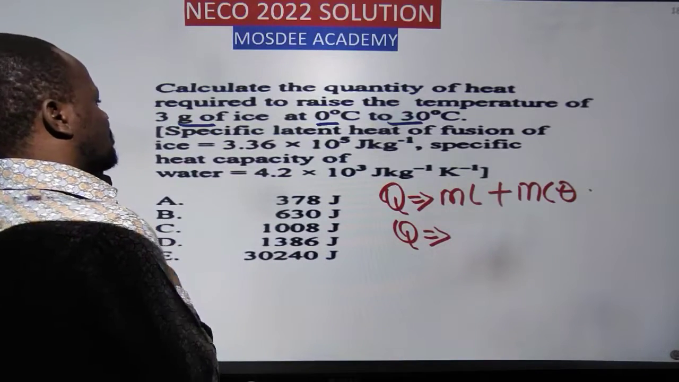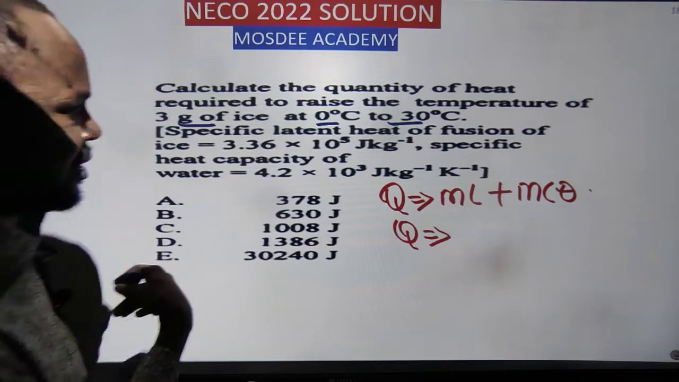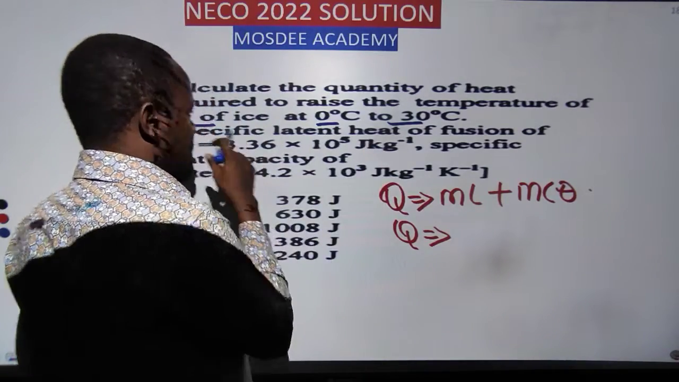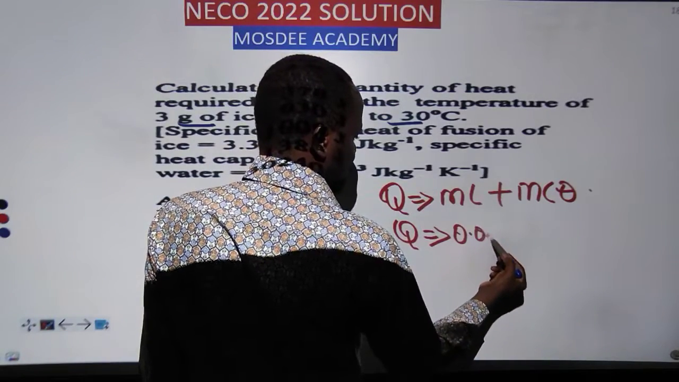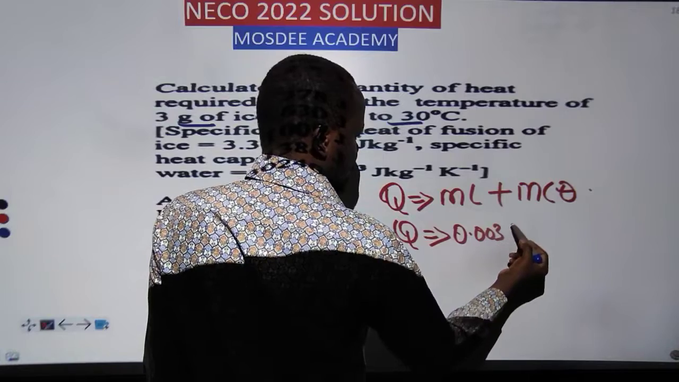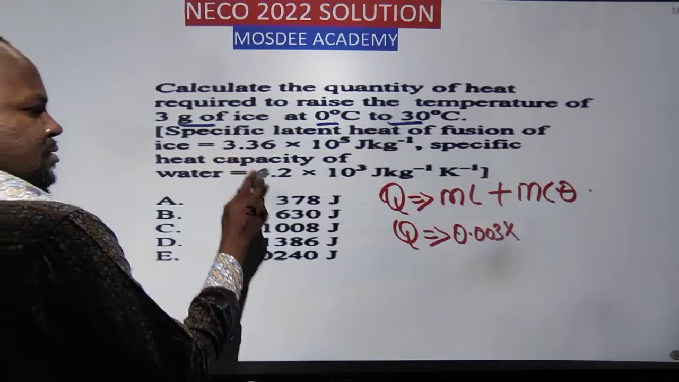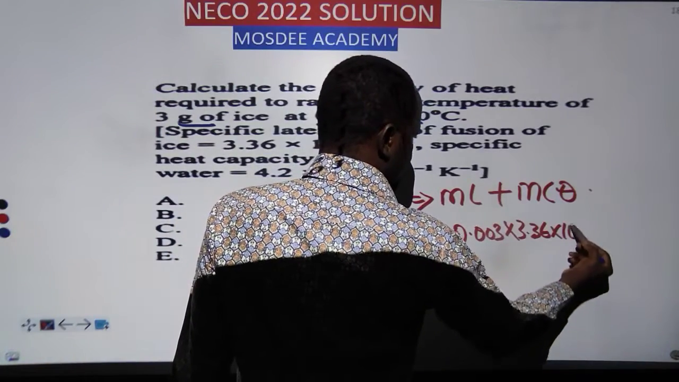Mass, you have to convert. Is it in grams? Sorry, I can't see. This is 3 grams, which I will convert to kilogram because all these are in kilogram. That's divided by 1,000, so 0.003 times the latent heat of fusion of ice, 3.36 times 10 raised to the power 5.